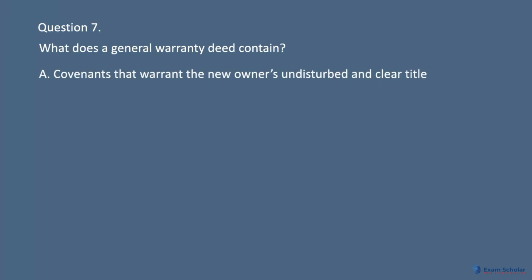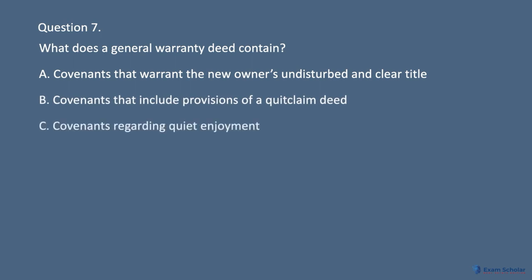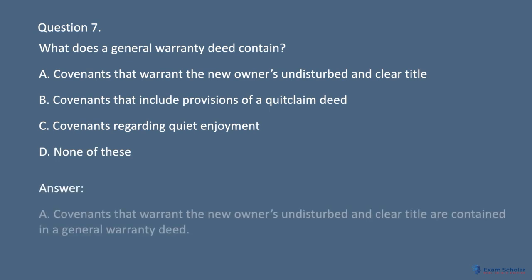Question 7. What does a general warranty deed contain? A. Covenants that warrant the new owners undisturbed and clear title. B. Covenants that include provisions of a quitclaim deed. C. Covenants regarding quiet enjoyment. D. None of these. Answer: A. Covenants that warrant the new owners undisturbed and clear title are contained in a general warranty deed.